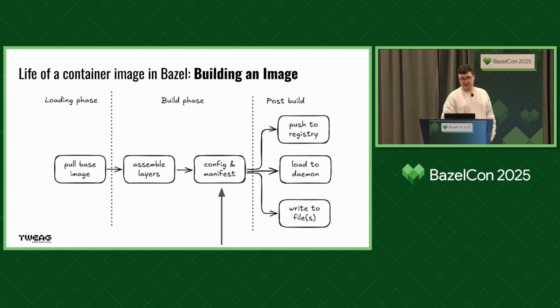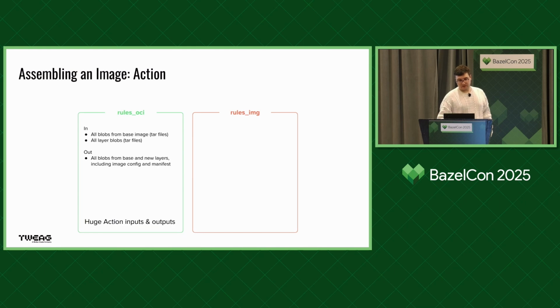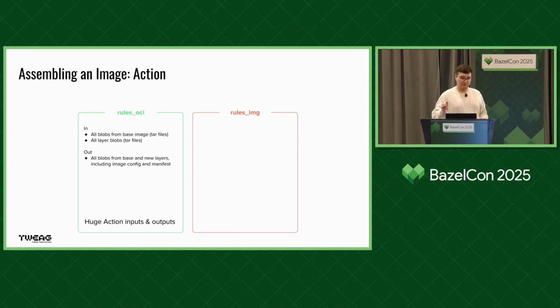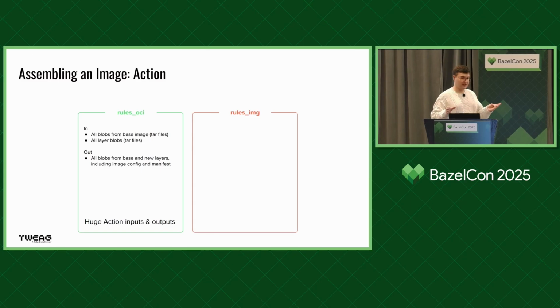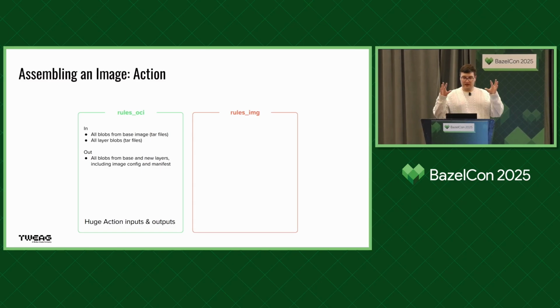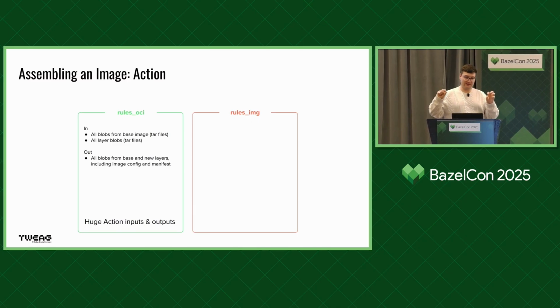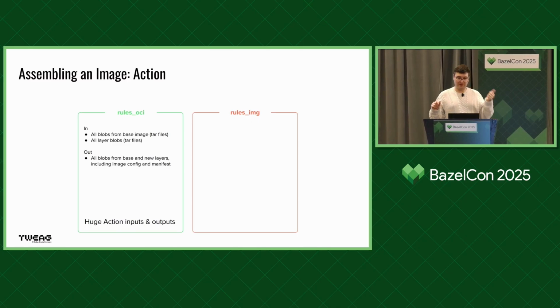So next, we look at how to assemble a full image after creating the layers. In rules OCI, we have a very big I/O bottleneck when it comes to creating the actual image. And this differentiation doesn't make a lot of difference as long as you run every action locally, because the files already exist locally and we can just symlink or hardlink them into the right place. But for remote execution, this is very crucial.